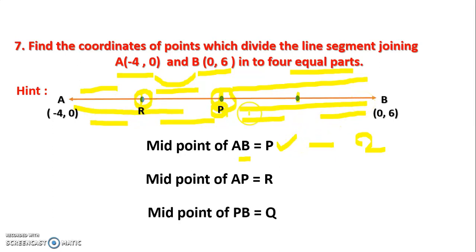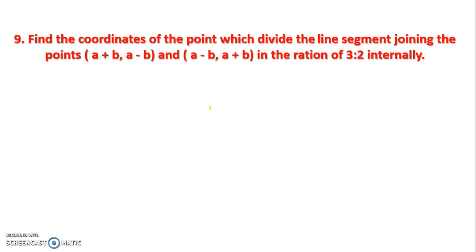Next, find the midpoint of PB, that is Q. Okay, so then the line is divided into 4 equal parts. Then you can easily find out, apply the midpoint formula, and you can find the 3 points and divide the line into 4 equal parts. And this 8th problem is also the same model.